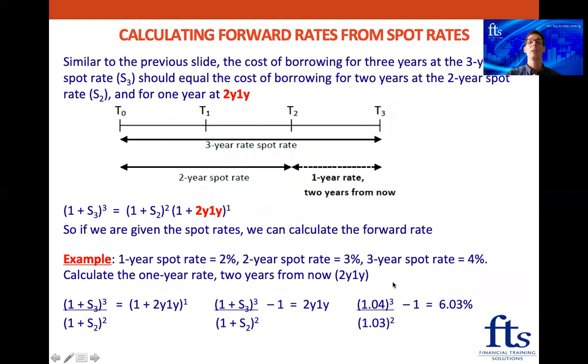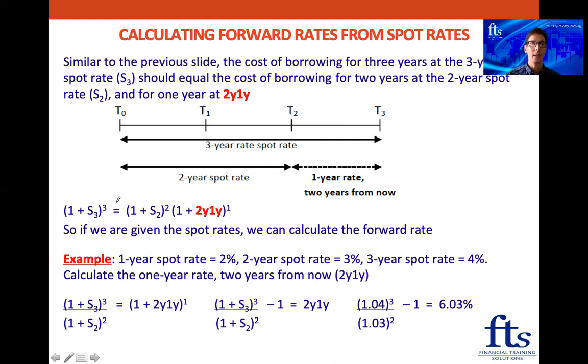Let's try another one. Now we're going to go the other way. We're going to calculate the forward rates from spot rates. Similar to the previous slide, the cost of borrowing for 3 years at the 3-year spot rate should equal the cost of borrowing for 2 years at the 2-year spot rate, and for 1 year at the 1-year rate 2 years from now. So in other words, (1 + S3) to the power of 3 should equal (1 + S2) squared times (1 + the 1-year rate 2 years from now).